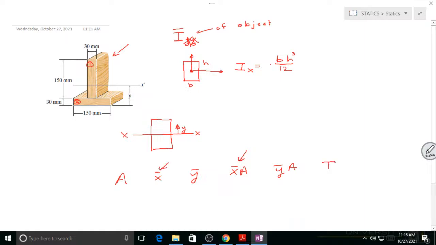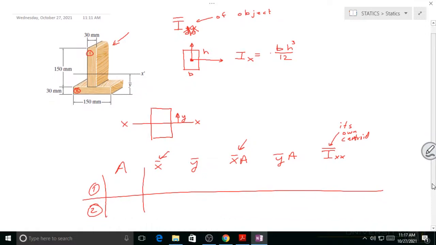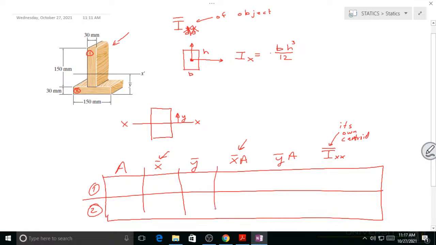Then I'm going to find the I of each section about its own centroid. Okay, so I only have 2 sections. I have 1 and I have 2. You'll see why I'm making this table, although I put too many entries in it. You'll see why I'm making it in a minute. And I might be too lazy to do the other one.